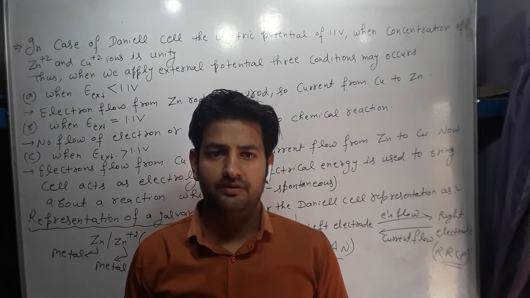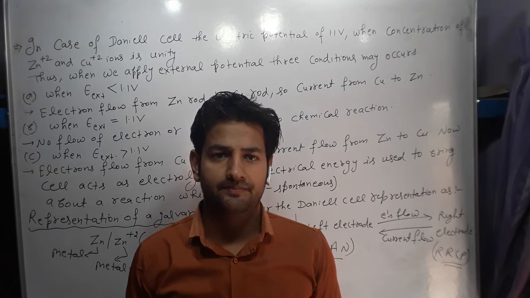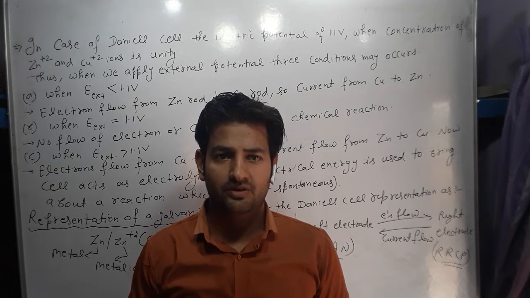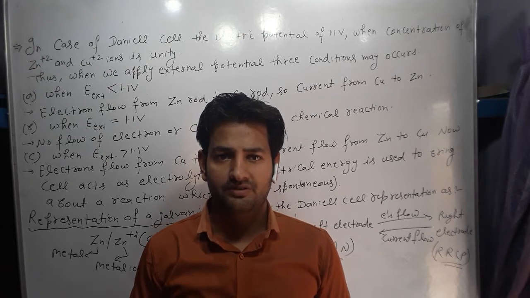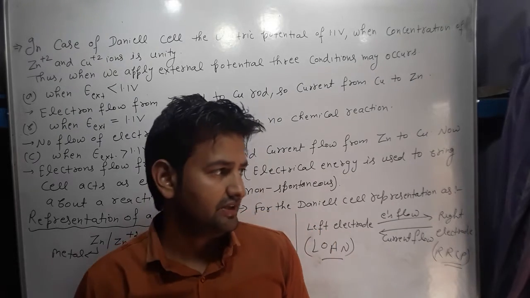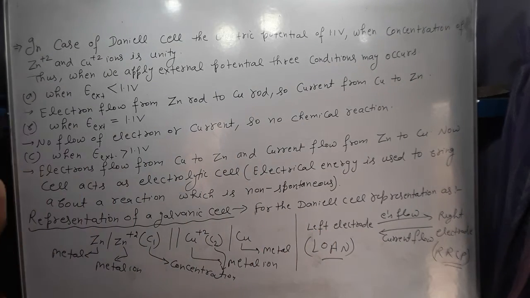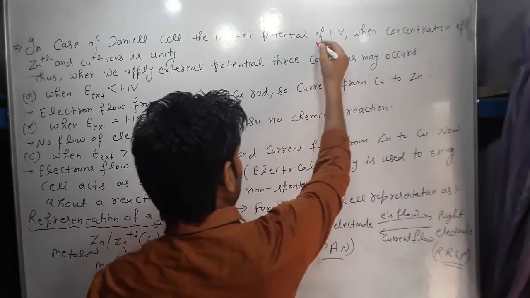Good morning, students. This is our second lecture of electrochemistry. In the first video lecture of electrochemistry, we discussed what electrochemistry is, its importance, and the electrochemical cell. Our next topic is the Daniell cell, which has an electric potential of 1.1 volt.